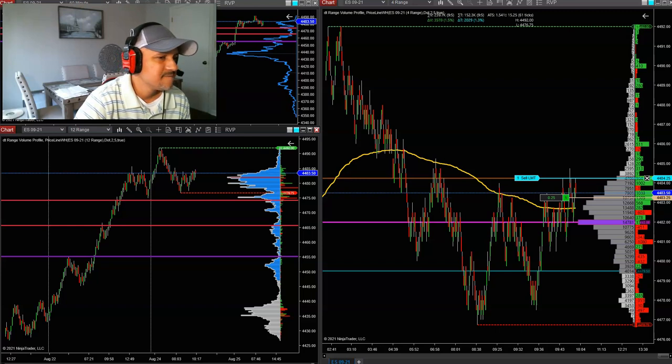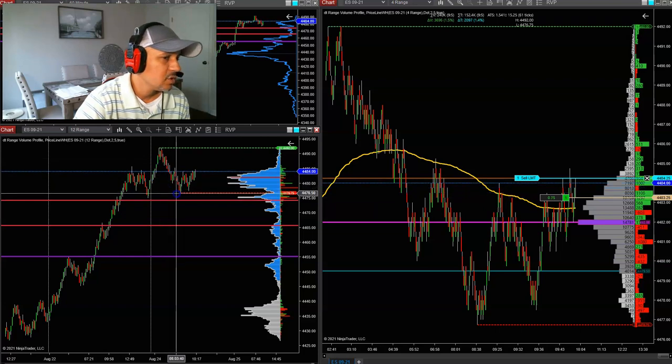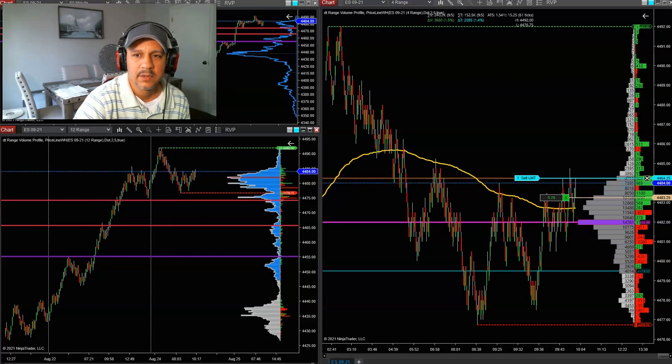So yeah, if you can't take this area right here, it's more likely it's going to want to push lower. Oh, come on. Good gracious. Look at this. There it goes.